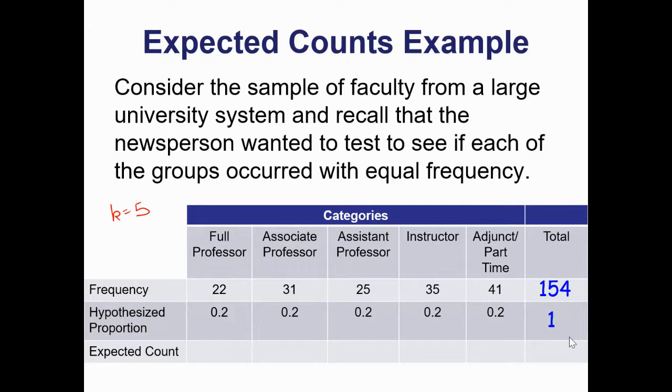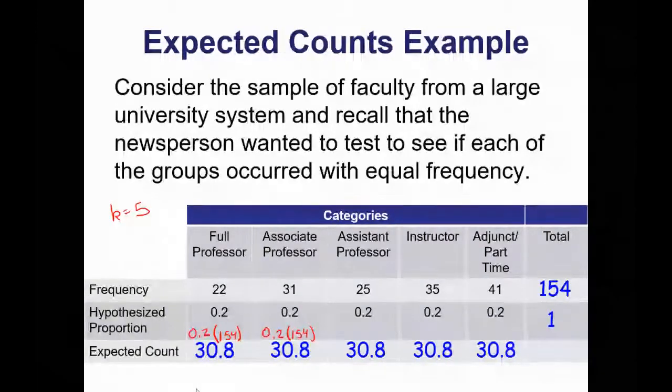Then we have the expected count. The way you get that is you multiply the hypothesized proportion by your total up here. So you would say 0.2 times 154, and you would just keep doing that all the way down. So if we did 0.2 times 154, what would we get for our expected count? 30.8. Since they're all 0.2 in this case, every one of them would be 30.8. You add them all up, and you end up with 154 again.